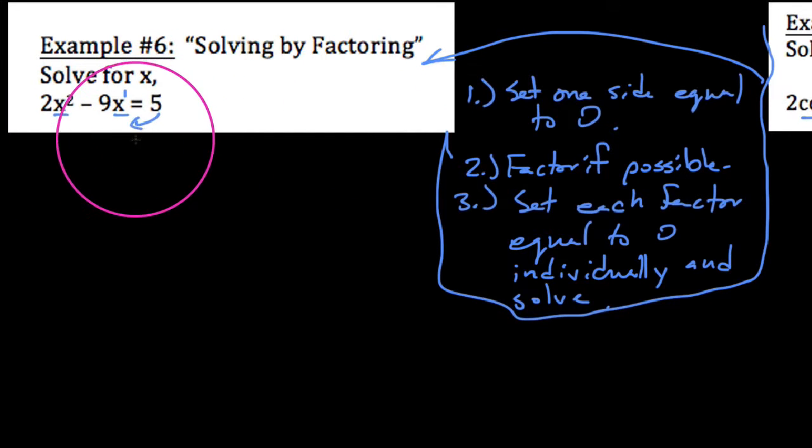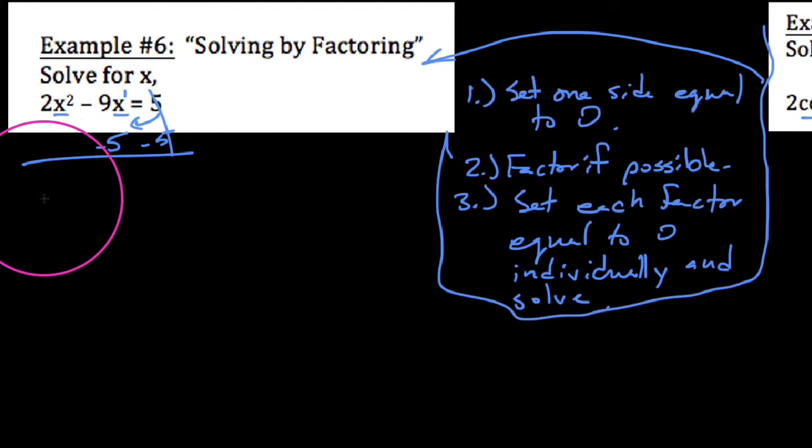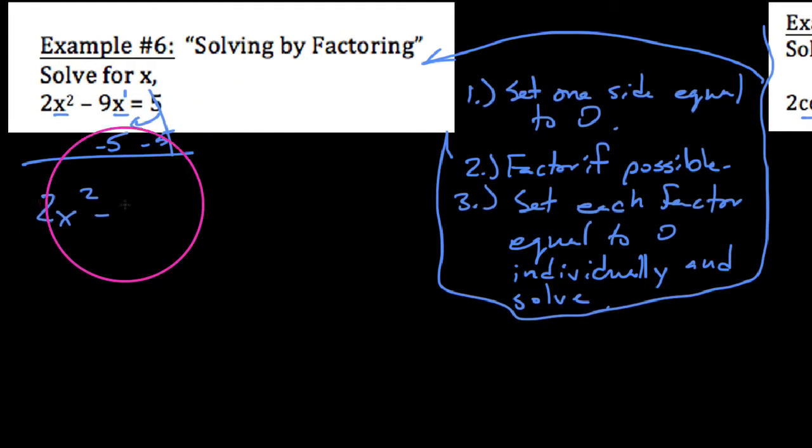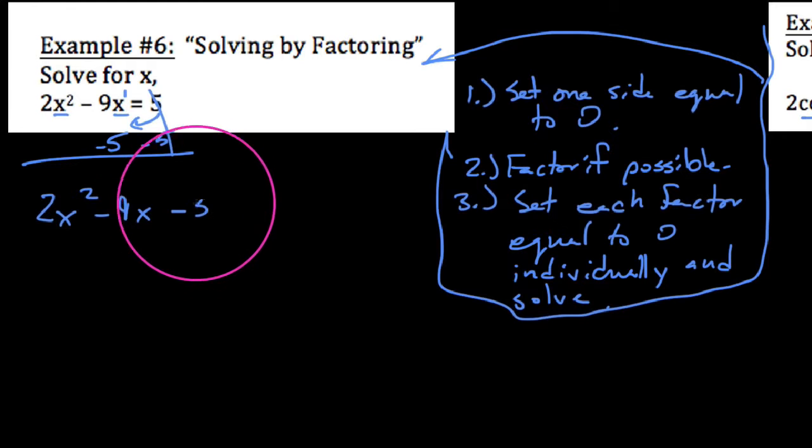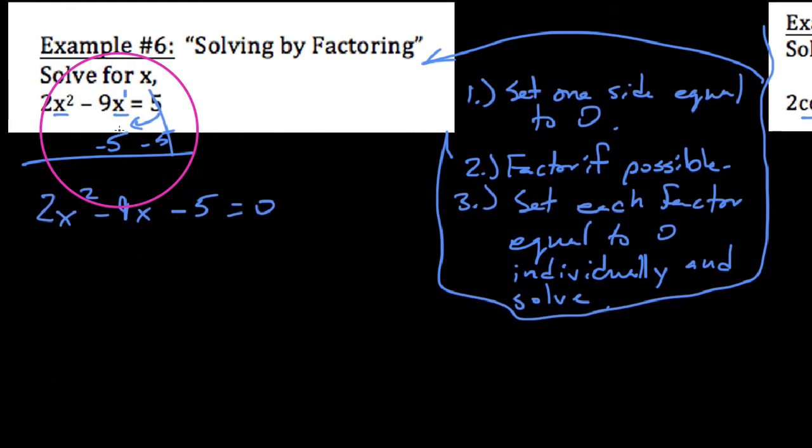We're going to subtract 5 from both sides. So we take away 5, take away 5. There are no like terms on the left side, so it just moves over. We say 2x squared minus 9x minus 5 equals 0. Now, factoring this, I notice this is a trinomial where the a value does not equal 1.